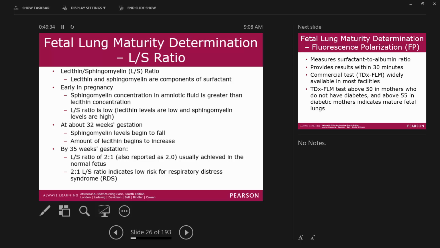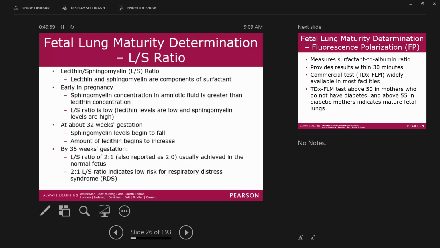And these two items are components of surfactant. So we're seeing if the baby has produced an adequate amount of surfactant to keep their lungs open, okay? And then ultimately, we want the LS ratio to be 2 to 1, okay?